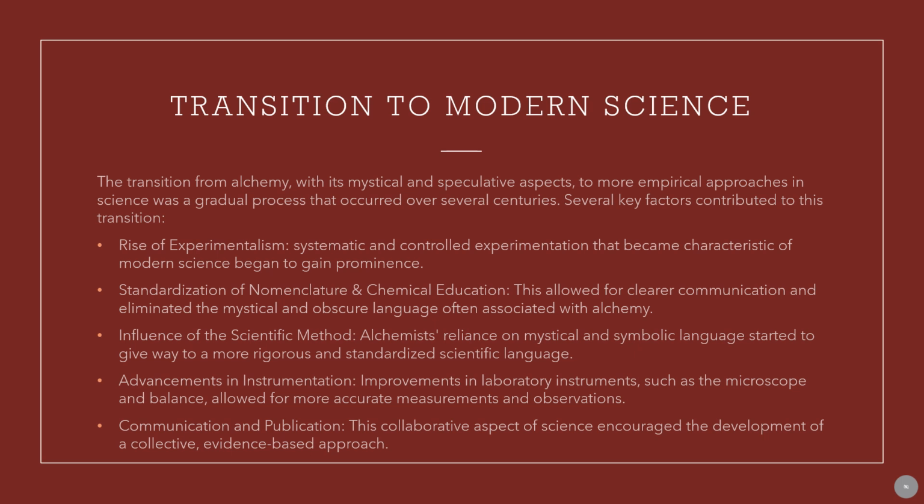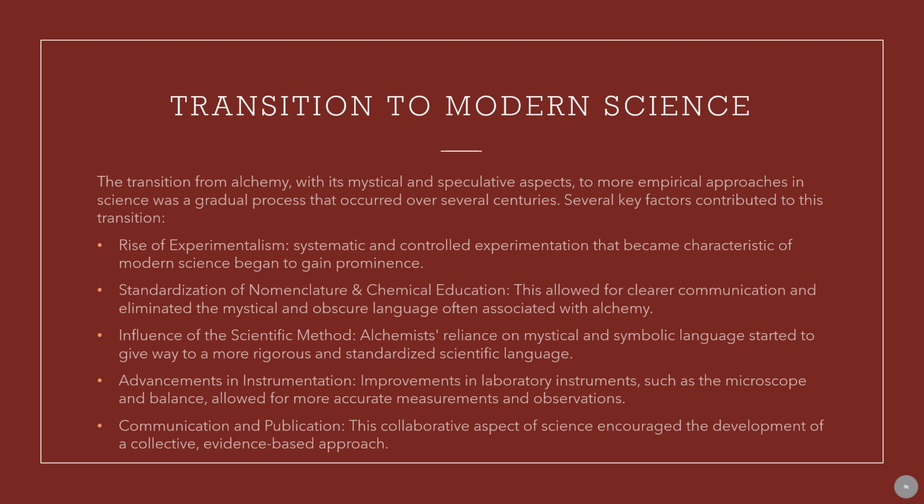The rise of experimentalism, which was characterized by systematic and controlled experimentation. And we talked about some of this in one of our first lectures about some of the people who were saying, hey, we need to run these experiments, and this is exactly how I did them. And again, they begin to share those ideas. And it became a characteristic of modern science.